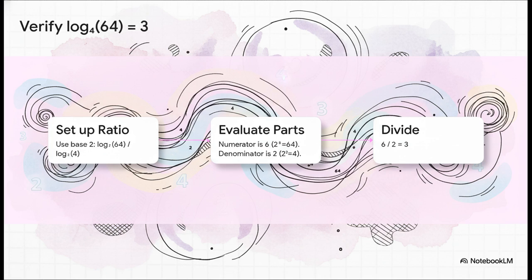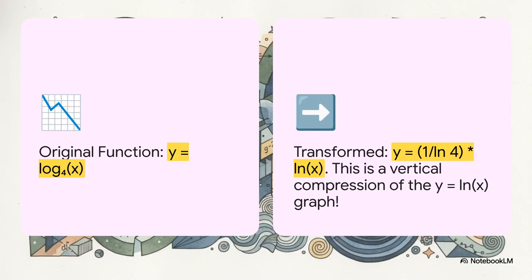And 2 squared is 4, so the bottom is 2. And what's 6 divided by 2? It's 3. It works perfectly, no matter what base you decide to change to. Okay, but this isn't just for punching numbers into a calculator.